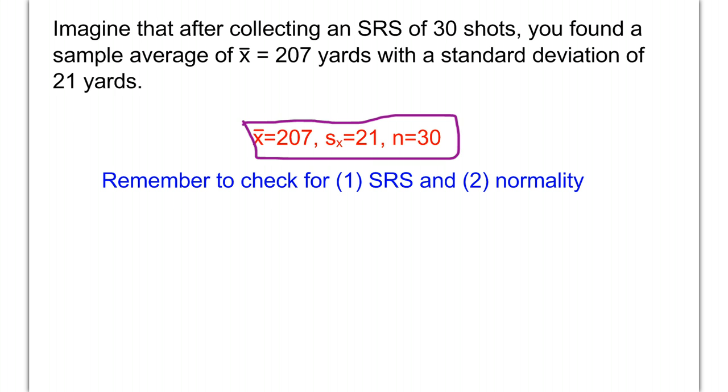So with an SRS of 30 shots, as long as it doesn't seem like I'm going to have any super huge outliers in my golf shots, which let's assume, since most of the shots were hits and they went a reasonable distance, a sample size of 30 should be enough to say that's probably going to be normal. So we will assume that this distribution will be fairly normal with a sample size of 30.